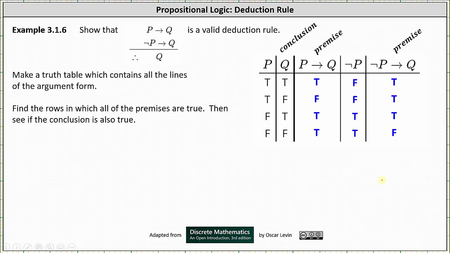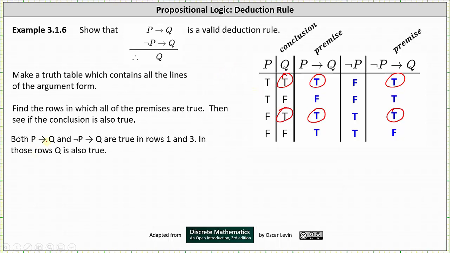So again, analyzing the two columns of the premises, notice both are true in row 1 as well as row 3. And in these two rows, notice how the conclusion of Q is also true, which indicates we have a valid deduction rule. So again, both if P then Q and if not P then Q are true in rows 1 and 3. In these rows, Q is also true, and therefore we have a valid deduction rule.